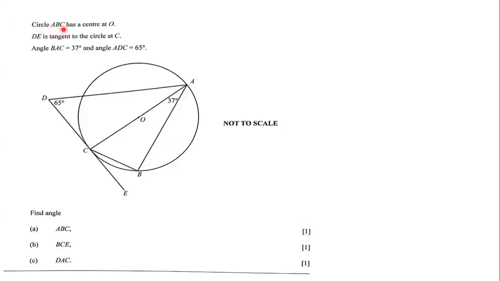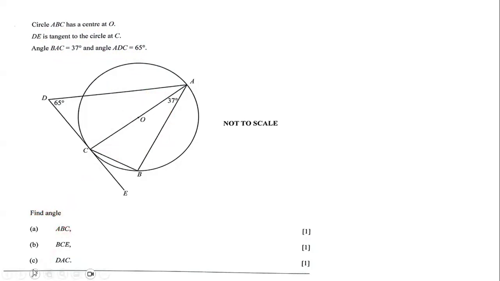Circle ABC has a center at O. DE is tangent to the circle at C. Angle BAC is equal to 37 degrees and angle ADC is equal to 65 degrees. And so here we have this diagram and our goal is to find angle ABC.